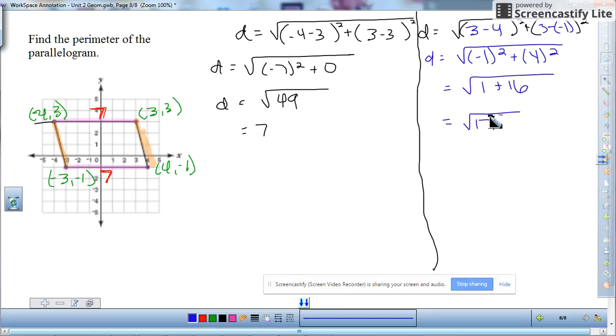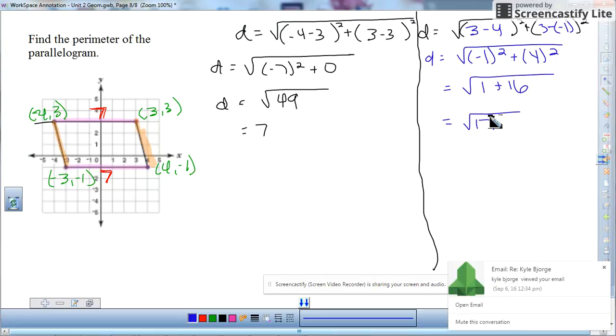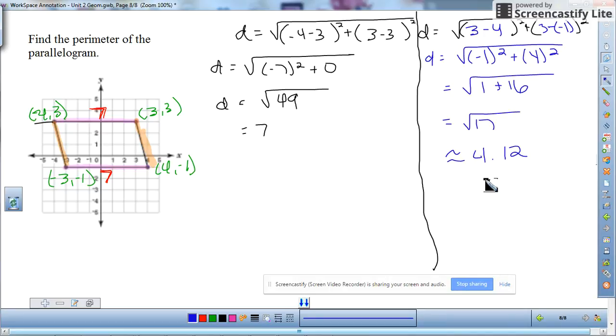And I'm going to try to find that decimal equivalent of the square root of 17. So I'm going to put that in my calculator. And I'm going to get approximately 4.12. So I know here this is 4.12. And this side, remember, because those opposite sides are congruent. So now if I want to find the perimeter, I will add those all together. So that means 7 plus 4.12 plus 7 plus 4.12.